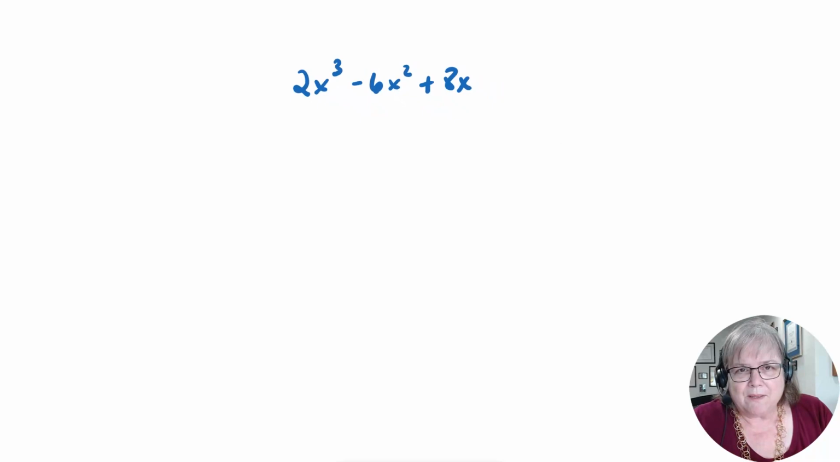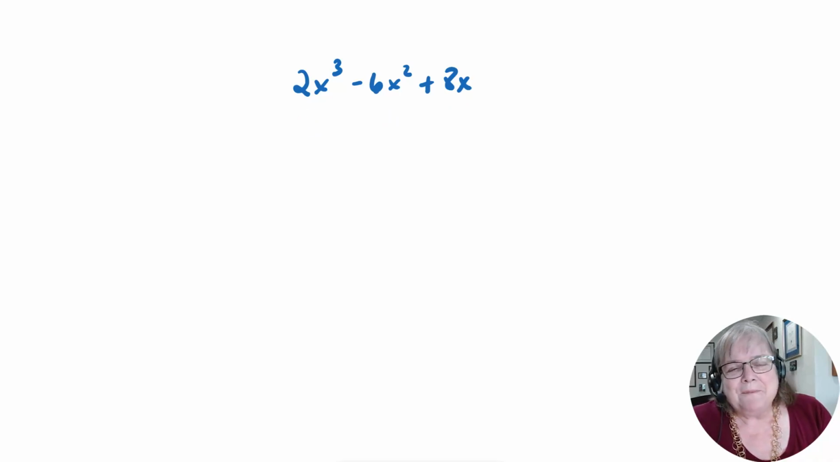So if we have 2x cubed minus 6x squared plus 8x. Let's look at this. This is a trinomial because there are 3 terms separated by space on either end, and then pluses and minuses make space. So you have your first term, space, second term, space, third term. So this is a trinomial. Sometimes it's important to know the proper words.